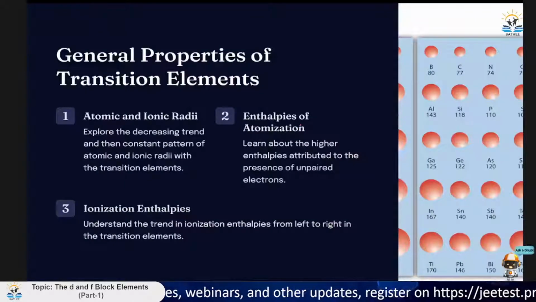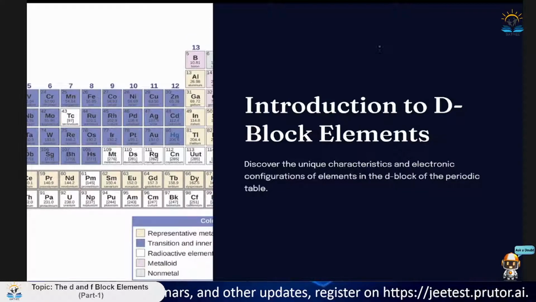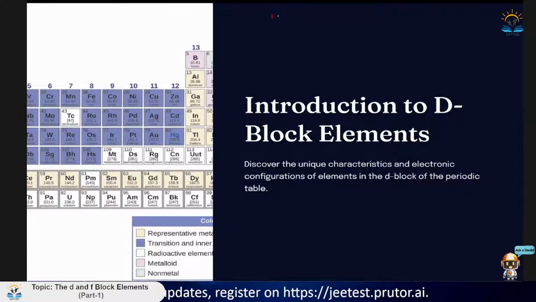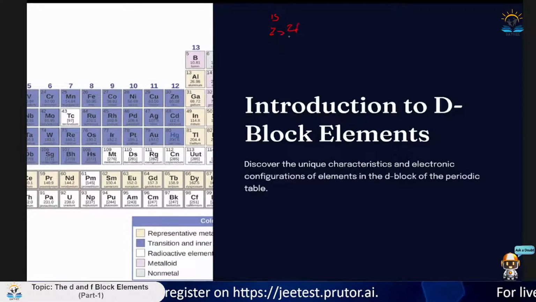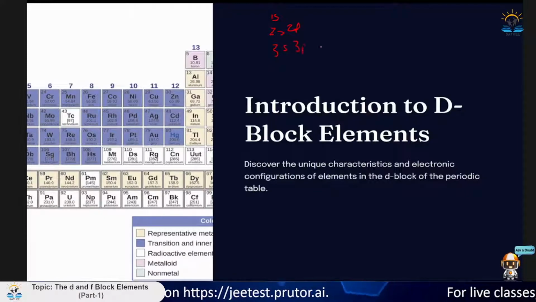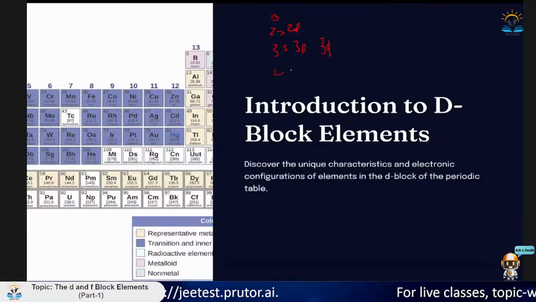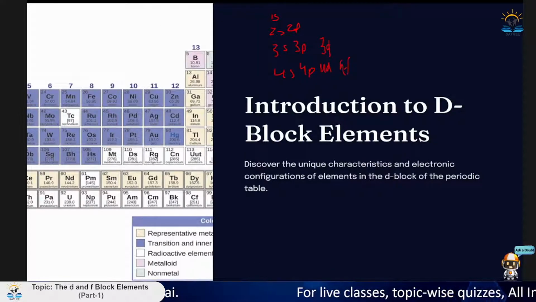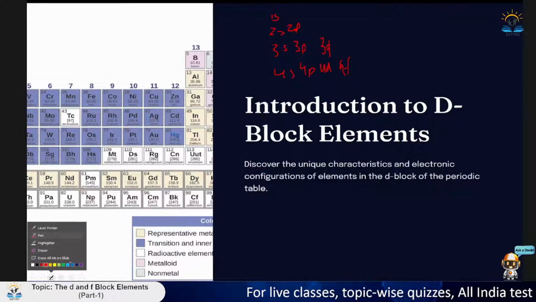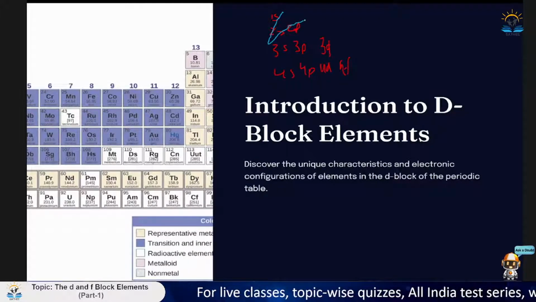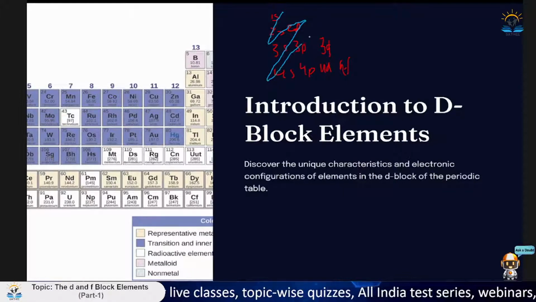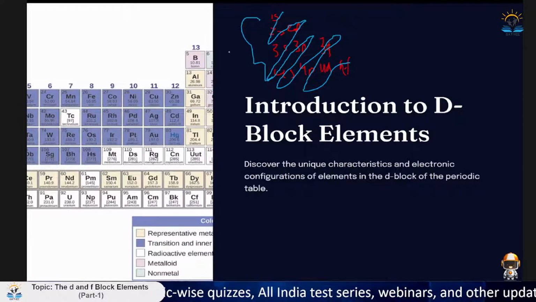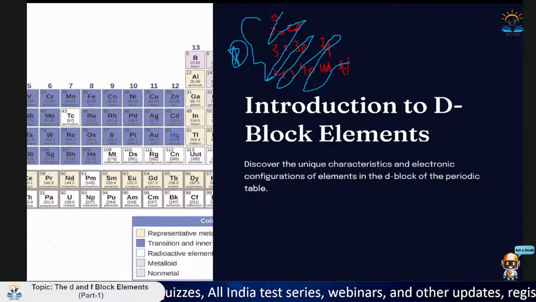Another thing I would want to discuss is the way in which the electrons enter our orbitals. So we know 1s, 2s, 2p, 3s, 3p, 3d, 4s, 4p, 4d, 4f, kind of the thing, right? And then we know that it goes like this: 1s, 2s, 2p, 3s, 3p, 4s, 4p, like that. So just keep this particular topic in mind and let us start D and F block elements.